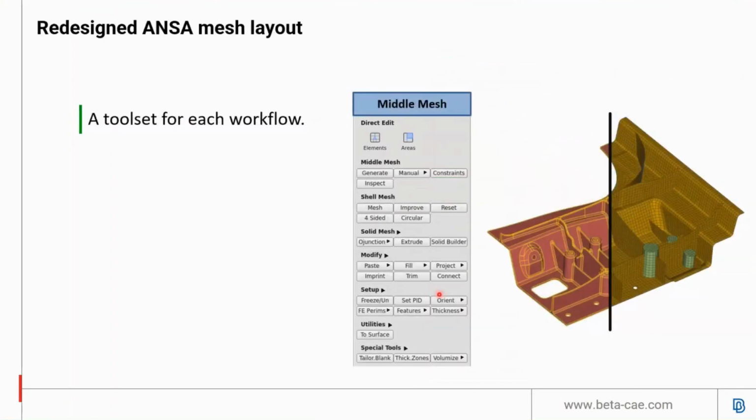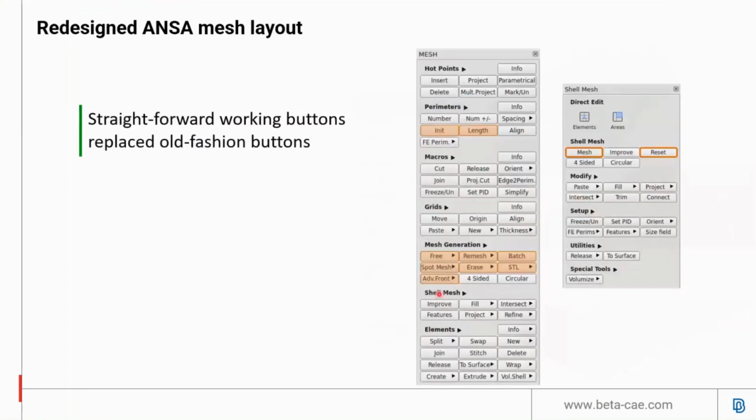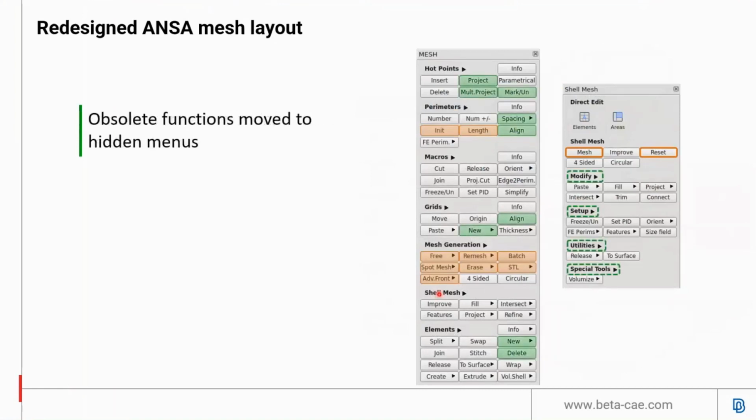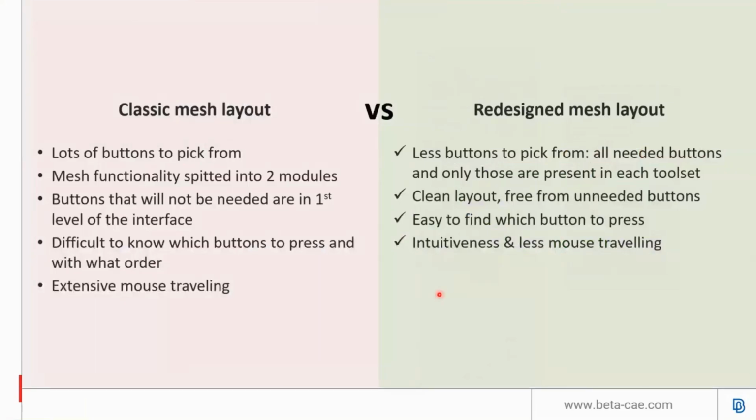This is for the middle mesh, tetra and hybrid mesh, and the straightforward working buttons are replaced with old-fashioned buttons, as you can see on the right side of the image. Also, obsolete functions are moved to the hidden menus. A new direct functionality is introduced for many functions from the mesh layout. Let's compare what we get from this improvement or enhancement.